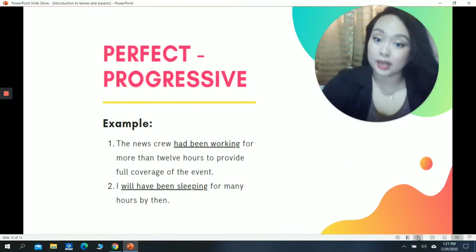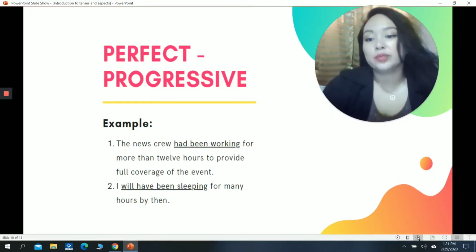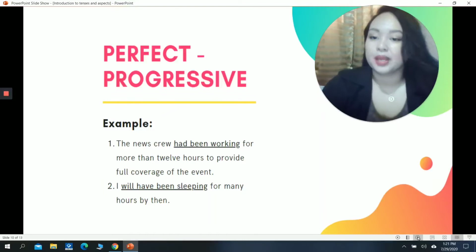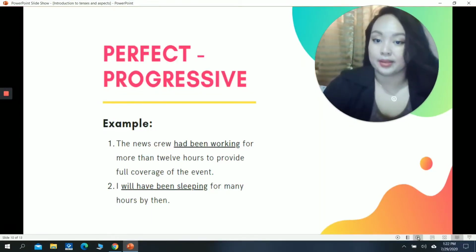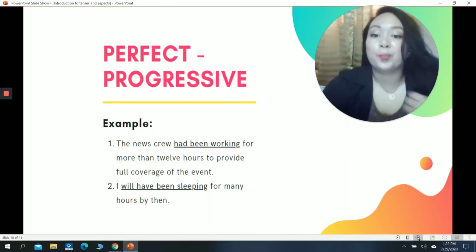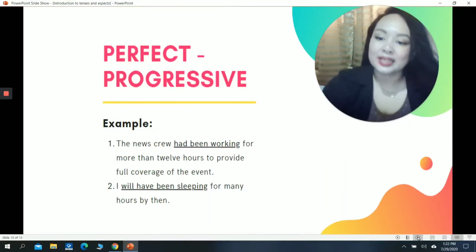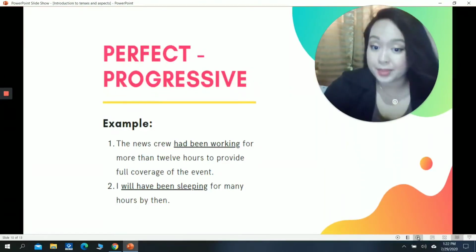And a combination, and in this case, we're going to have the be. The news crew had been working for more than 12 hours to provide full coverage of the event. Again, this is a portion. Remember our definition, a single portion of a continuous action in the past. And remember, this is a completed action already in a specific time continuum. And lastly, our example, I will have been sleeping for many hours by then.